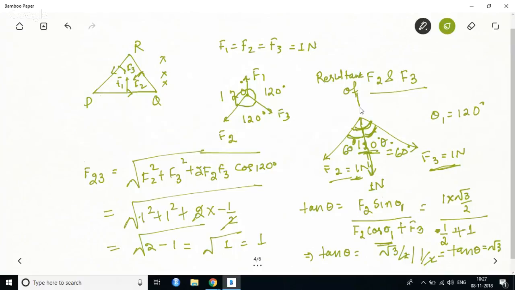Now try to understand, F1 is just opposite to it. How? F1 magnitude is 1 Newton. From F2 it is making 120 degrees, and resultant F23 is making 60 degrees from here. So F23 and F1 are making how much angle? They are making a 180-degree angle. 120 from this side, 120 this one, and 60 degrees this one. So they are exactly opposite to each other.